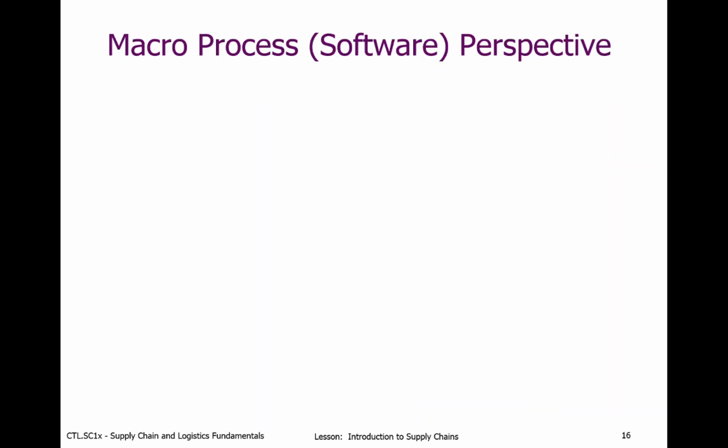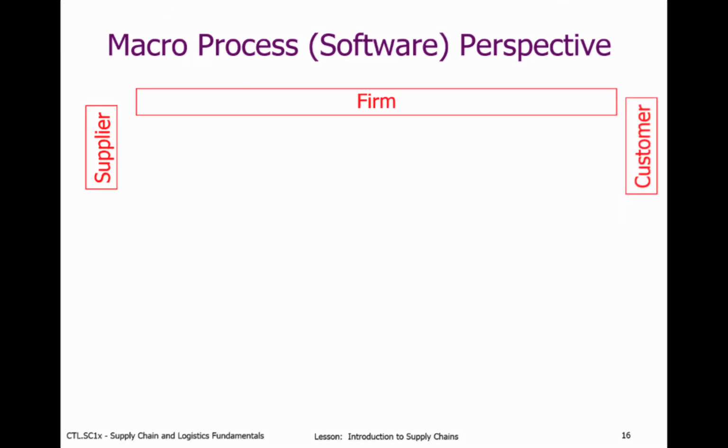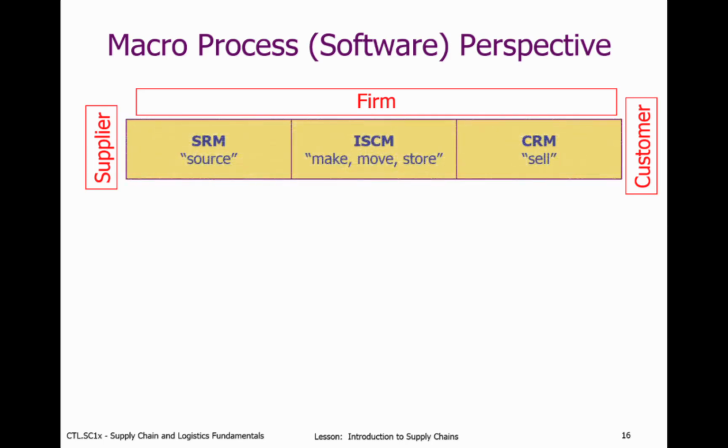But let me give you another perspective here, and this is one that most software vendors take. If you're a software vendor, you think of 3 types of people that you're dealing with. You've got a supplier, you've got the firm, and you've got their customers. So you can think of 3 main classes of software that are in there. And let me talk about each of them.